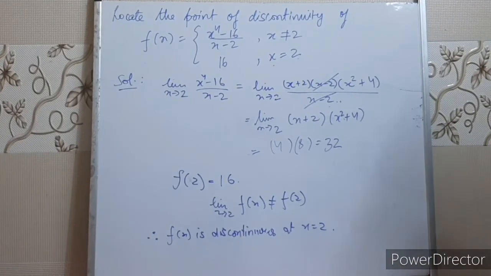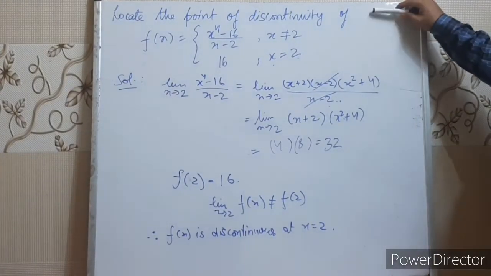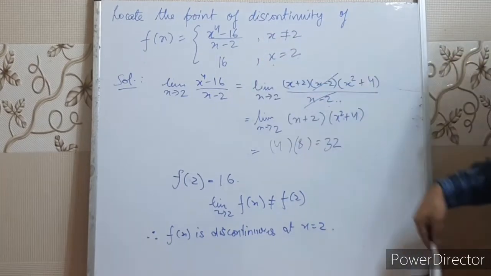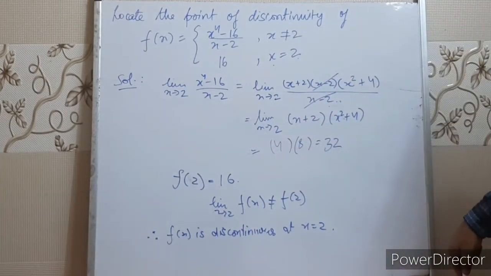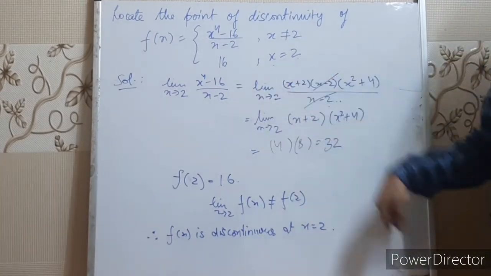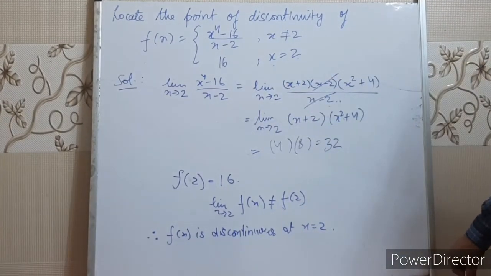Okay children, let's see our next problem. Here the question is: locate the point of discontinuity of the function f(x) equals x to the power 4 minus 16 upon x minus 2 when x is not equal to 2, and f(x) equals 16 when x equals 2.